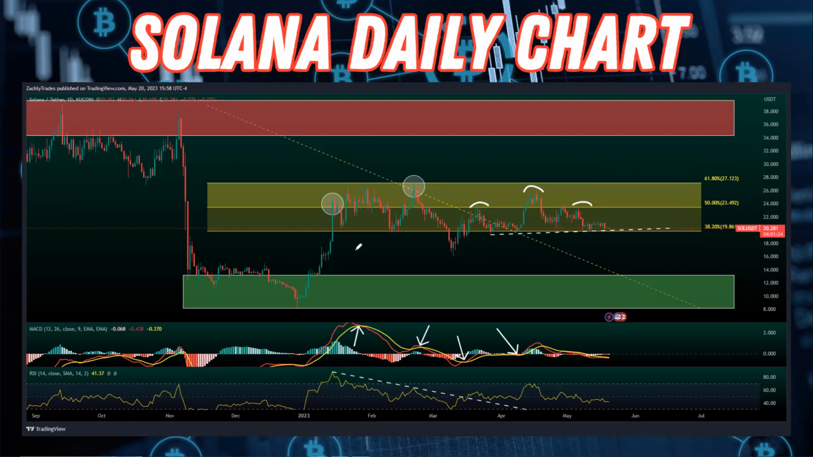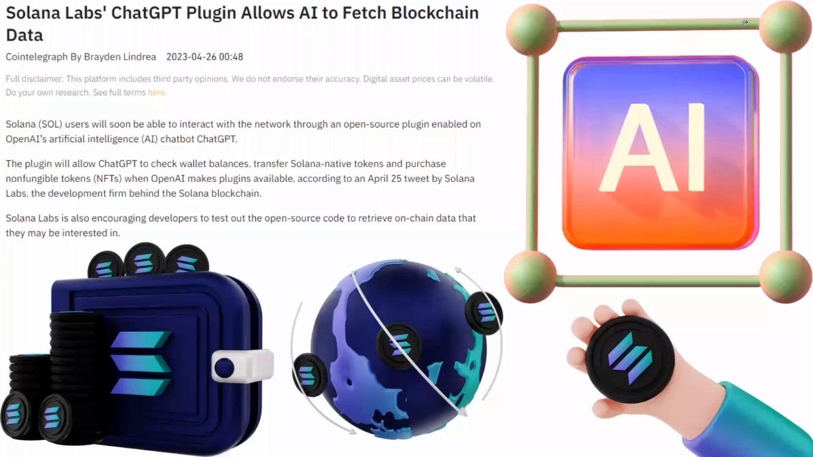I'll go over all of that, as well as some of the different signals you can use on the MACD, as well as the RSI, to spot potential entries and exits. It's really going to help the game out for you guys. But before we dive into the charts too much, let's talk about some of the recent news with Solana and also ChatGPT. Now Solana is getting into the AI bubble.